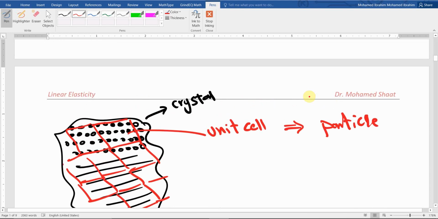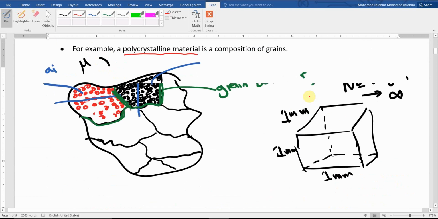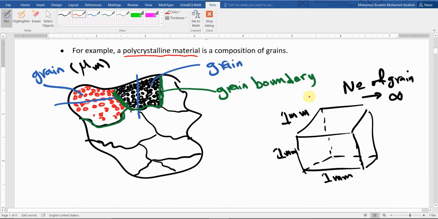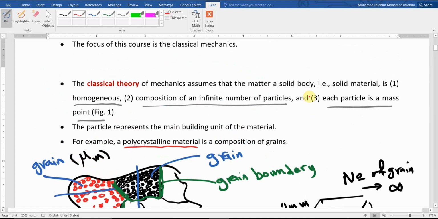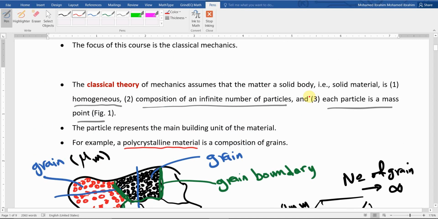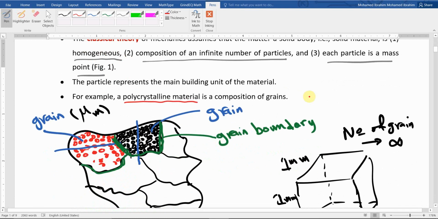So the particle is anything that represents the main building unit of any material, whether solid or fluid. If we talk about fluids, like water for example, it is a composition of particles, and these particles are H2O, which is the chemical composition of the water particle. Each one of these particles will be the building unit of the water or the fluid. So in terms of continuum mechanics, the particle represents this water particle. Generally, the particle is the representative of the main building unit of the material. This is in terms of mechanics.